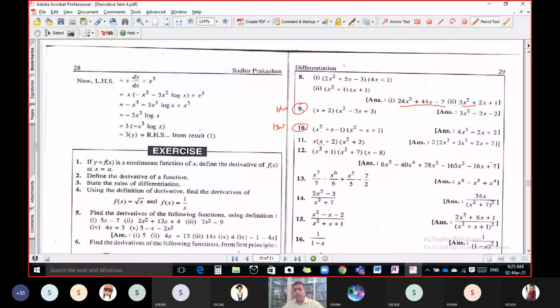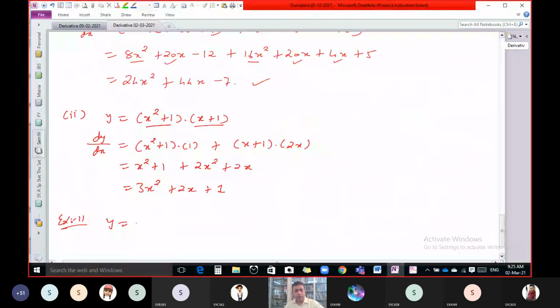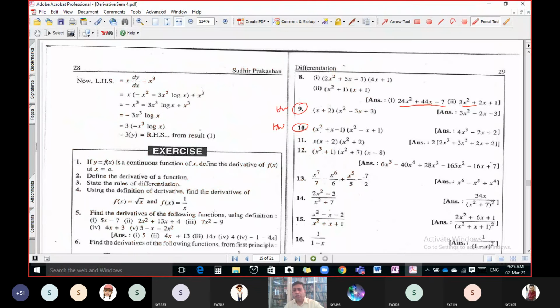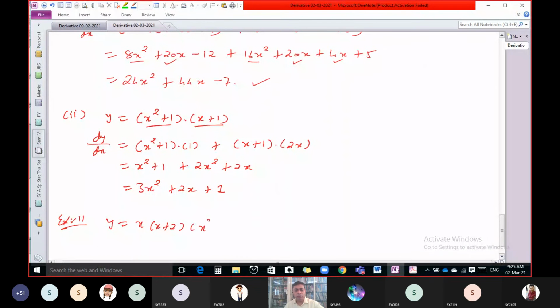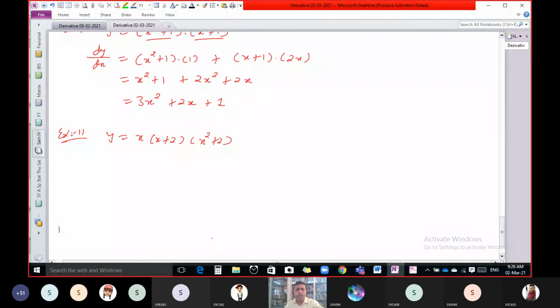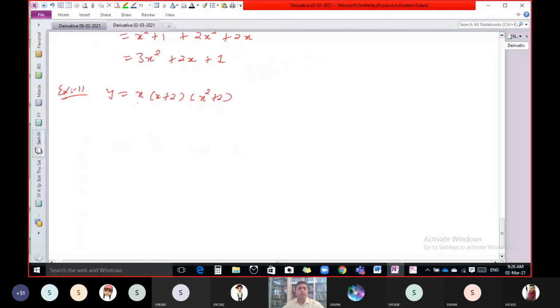Y equal to x into x plus 1, sorry, x plus 2 into x square plus 2. Now you do one simple step, then it becomes a simple example. Simply simplify this. Multiply by x. What do we get? x square plus 2x, and keep this as it is.